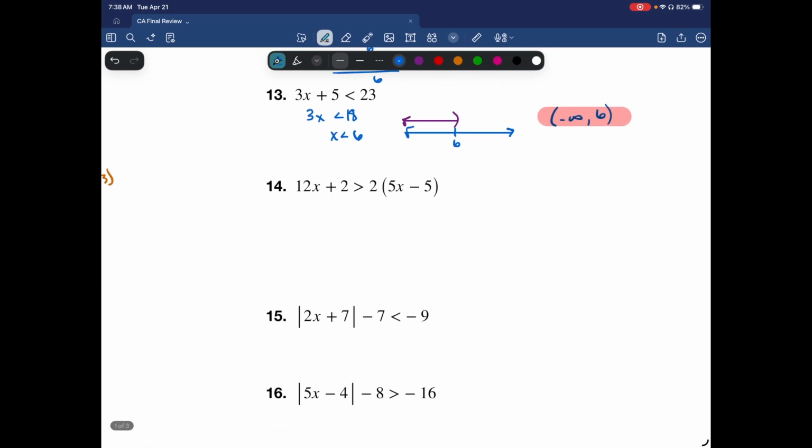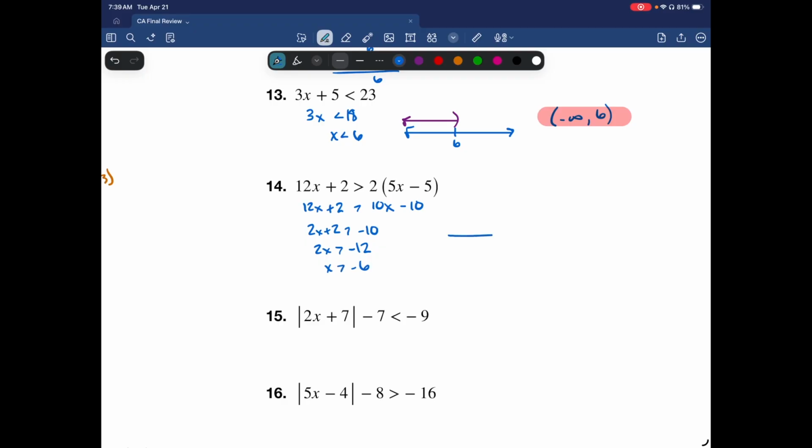14, it's gonna be 12x plus 2 greater than 10x minus 10. When you're dealing with inequalities, you wanna make sure every x gets to the left and everything else gets to the right. So 12x minus 10x is 2x. All right, so subtract the 2, it's gonna be greater than negative 12. Divide the 2, x is greater than negative 6.